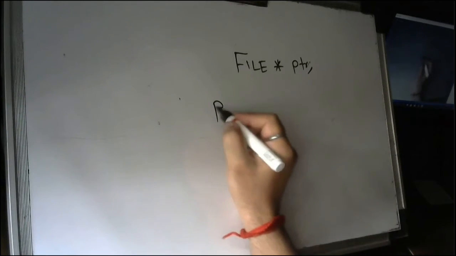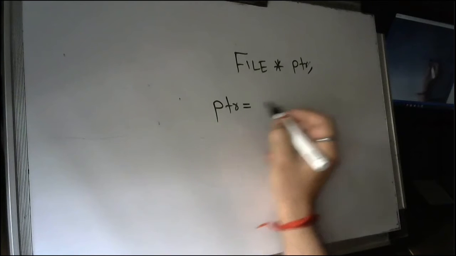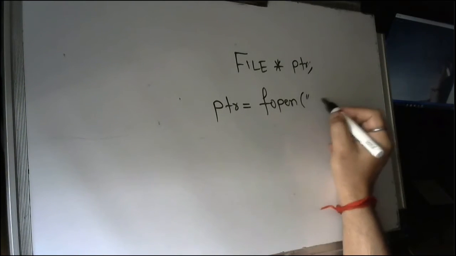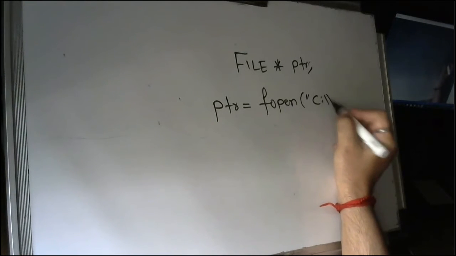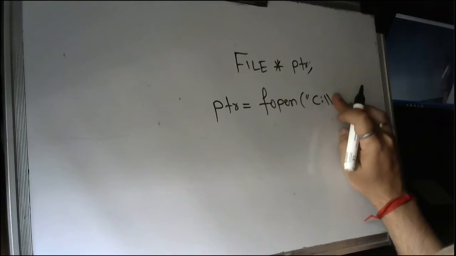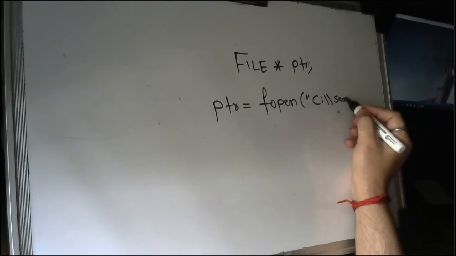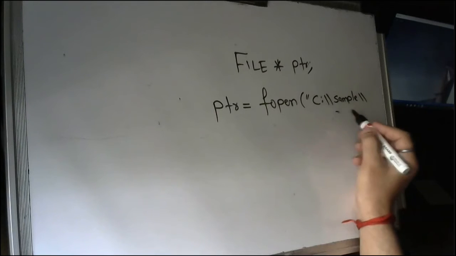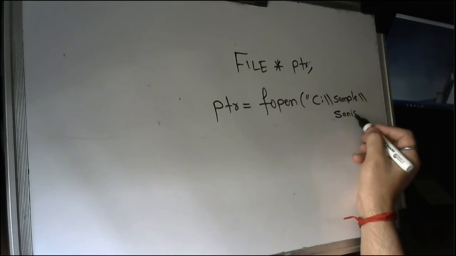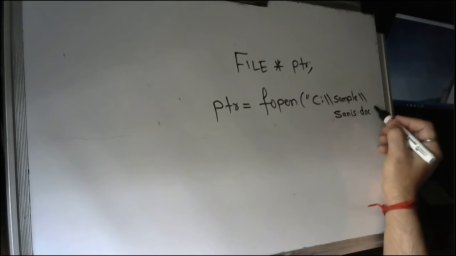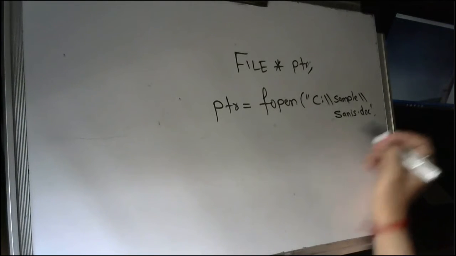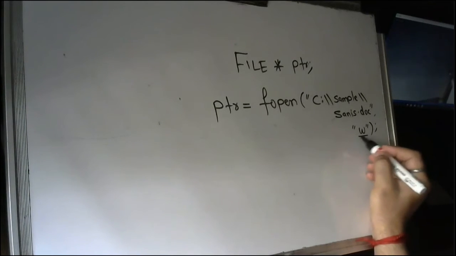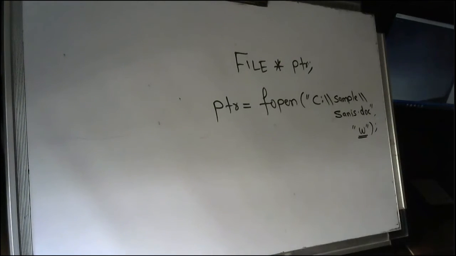Now using this pointer ptr and this fopen function, we used to create a file. For example, C:/ there is a directory called sample. Then here we used some file name, for example sanis.doc. And in double quotes, I used to write some mode. So it was in the write mode. W is the write mode.